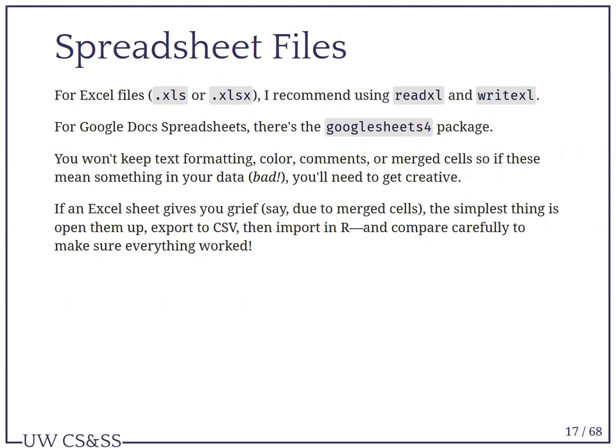One thing you won't get from readxl or googlesheets4 is text formatting and colors and comments or merged cells that you might be used to if you're looking at a Google Sheets document or an Excel. So this means if those kinds of information mean something in your data, you'll need to get creative. If an Excel spreadsheet is giving you a lot of grief, say due to merged cells, the simplest thing is to open them up, manually change them in some way, export to CSV and then import into R. But compare carefully to make sure everything worked.